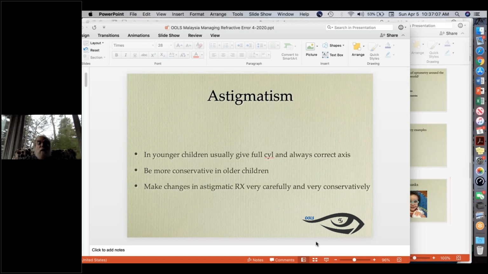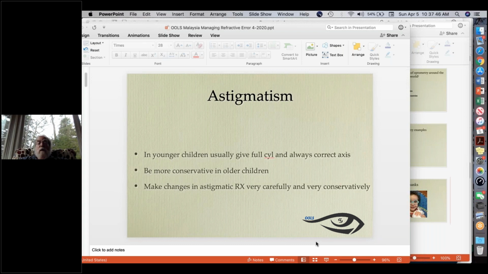With astigmatism in younger children, you give the full plus and the correct SIL, as I've talked about. You might be more conservative in older children who get a first correction. So if you are seeing a 12-year-old for the first examination, and it turns out they've got high SIL in both eyes, then I think it's completely reasonable to think about modifying that first rule. However, once you've got patients wearing comfortably astigmatic refractive corrections, make changes very conservatively and carefully.